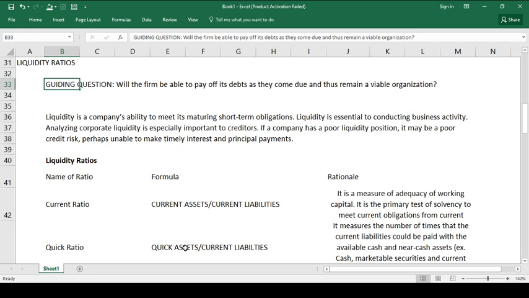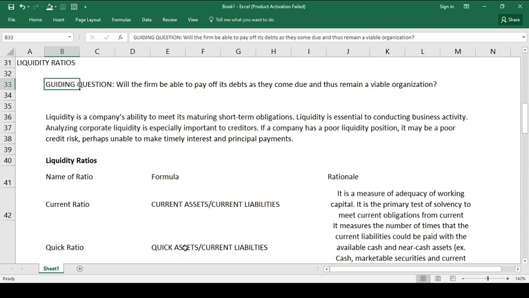Okay, liquidity is a company's ability to meet its maturing short-term obligations. Liquidity is very essential to conducting business activity, and analyzing corporate liquidity is especially important to creditors because if the liquidity ratios show that the company is highly liquid, ibig sabihin po nun the company is able to pay off its debts as they come due, and the company will remain a viable organization.